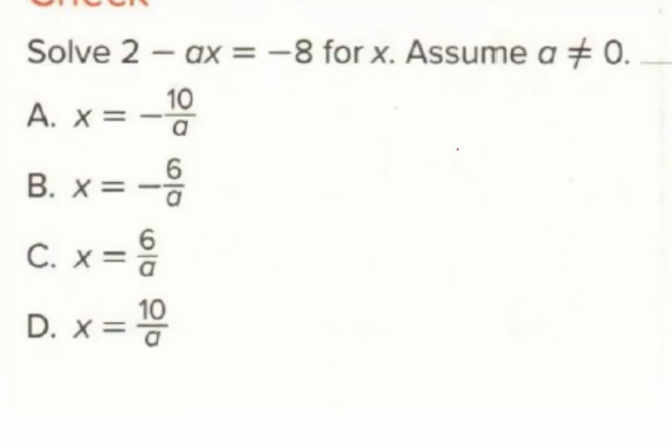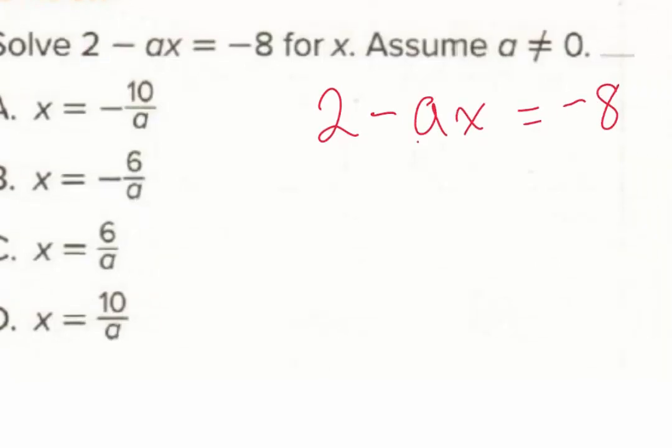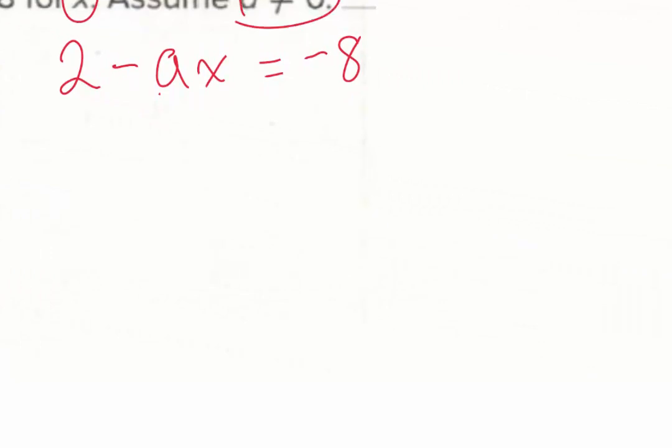Okay, let's go ahead and solve. We've got 2 minus ax equals negative 8. Again, we're going to solve for x, assuming that a is not equal to 0. And the reason we can't have it equal to 0 is because when it ends up in the denominator, you can't divide by 0. All right, so we want to get rid of the 2 first. The a is attached to x with the negative sign, so that's going to go last. The 2 is positive, so I'm going to get rid of that by subtracting 2 from both sides.